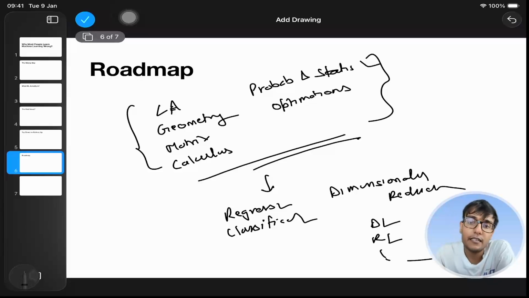So this made me realize that machine learning isn't just random. It's a structured roadmap. You can't deeply understand gradient descent without calculus. You can't understand PCA without linear algebra. You can't understand probabilistic models without probability. And everything connects at the end.